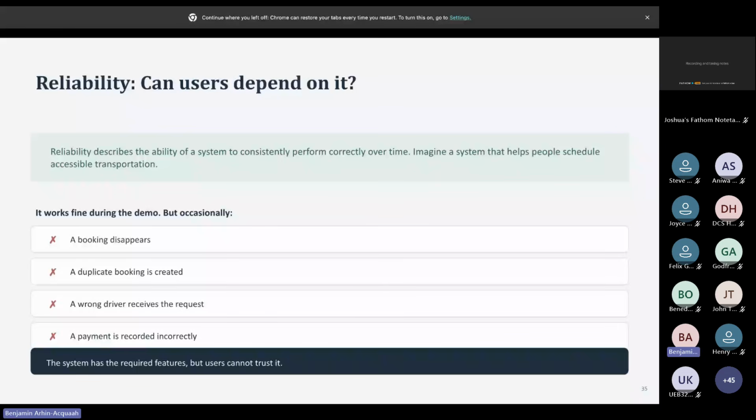And the next thing is availability. Anyone want to try it? Availability in the context of non-functional requirements.